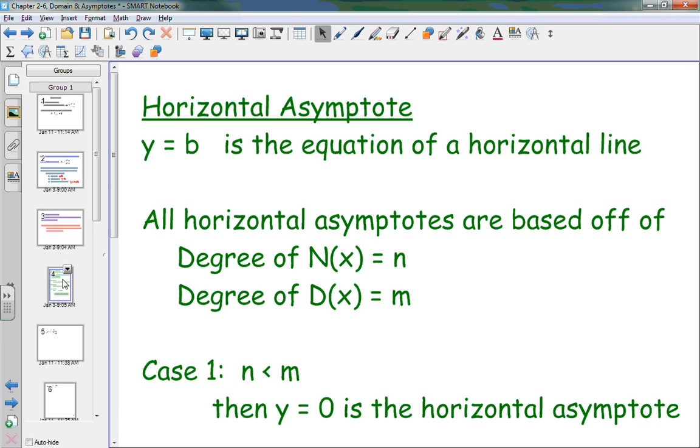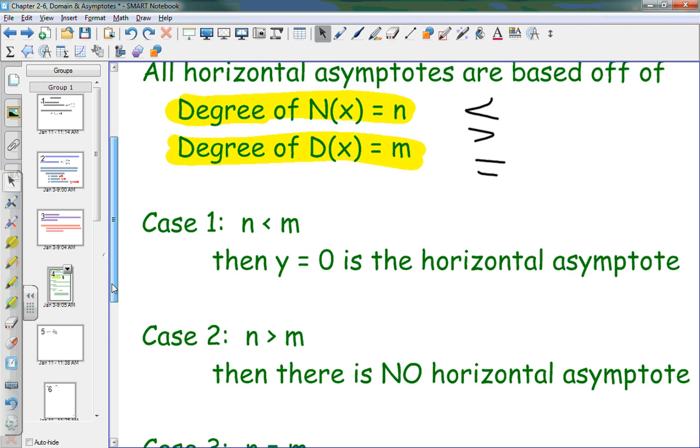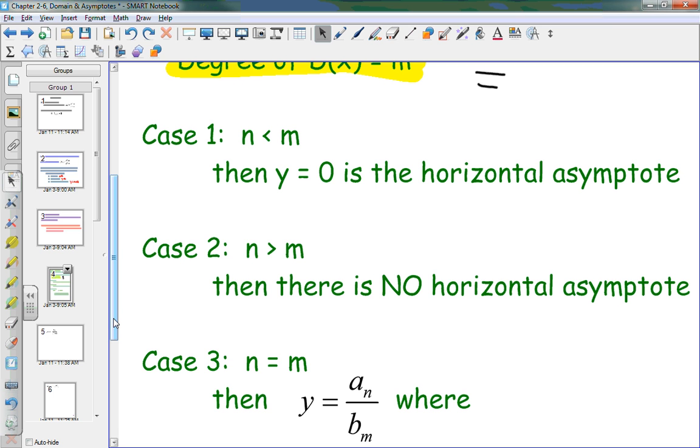Horizontal asymptote. A horizontal asymptote is going to be a horizontal line, y equals b. And it is going to be found by first locating the degree of the numerator, n, and the degree of the denominator, m, and comparing them. You're comparing them in the form of less than, greater than, or equal to. So I have 3 separate cases. Do we understand that? If the degree of my numerator, n, is less than the degree of my denominator, m, then I have y equals 0 as my horizontal asymptote. No thought required. I immediately just say, okay, y equals 0 is my horizontal asymptote.